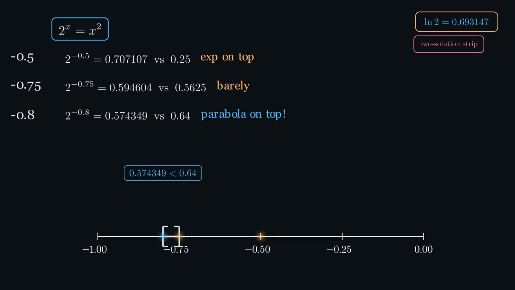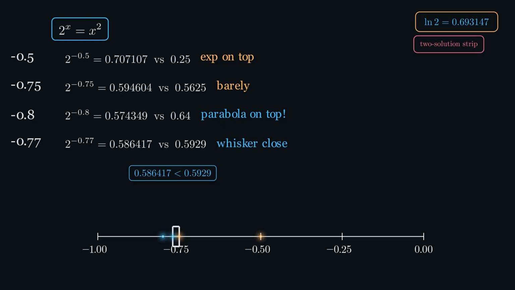Square, 0.64. Parabola on top, crossing between negative 0.8 and negative 0.75. X equals negative 0.77, exponential 0.586417, square 0.5929. Parabola still on top, whisker close. So the root lives between negative 0.77 and negative 0.75, around negative 0.76 something.